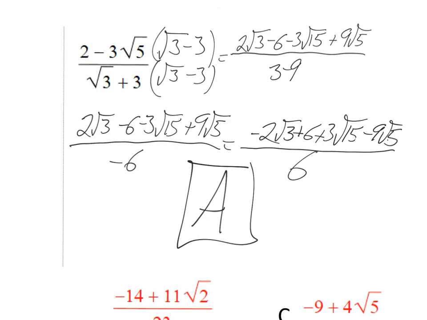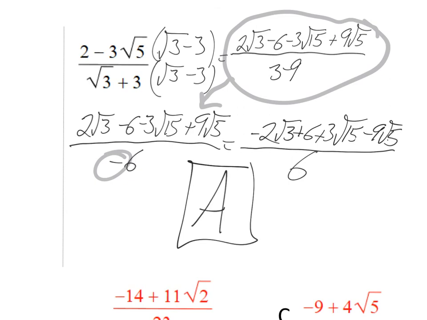Okay, so for this one, we should have gotten A. So I went ahead and multiplied those two things together, getting me this. Then I tried to simplify it. I couldn't really do that much. And then again, I had a negative in the bottom. So then I just switched all the signs to give me this, which was A.